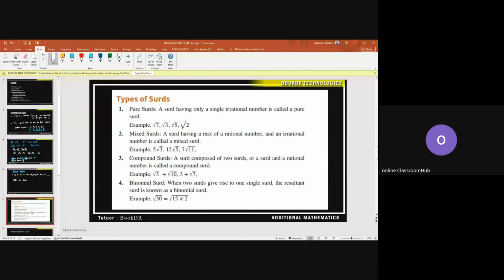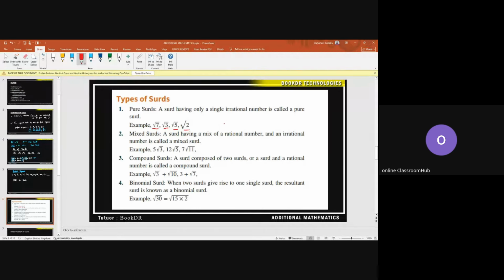Types of sets. So we have what they call the pure set. A set having only a single irrational number is called a pure set. So these are examples of pure set: root 7, root 3, root 5, root 2. And they are pure set because it cannot be broken down further, and it is just a single number here, that is why it's a pure set.